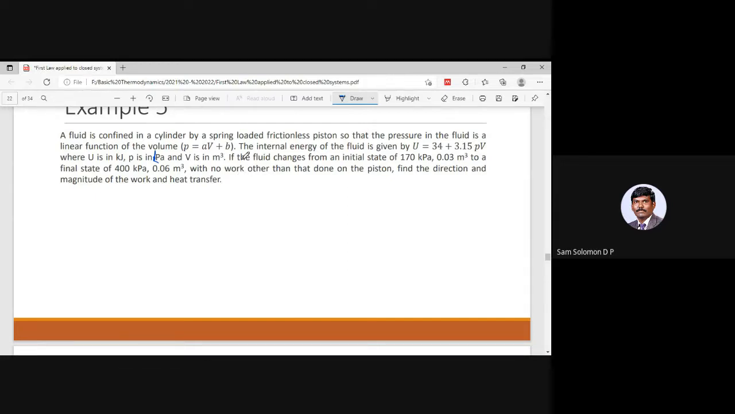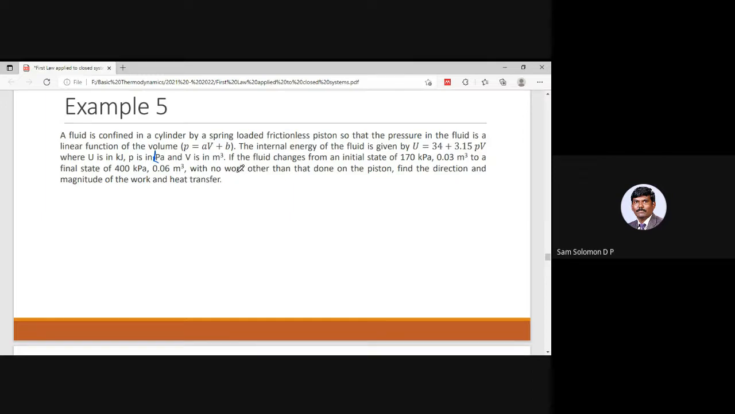So they have given you the relationship between pressure and volume. That is one relationship. The other one is the relationship for your internal energy in terms of pressure and volume. And they are asking you to find the direction and magnitude of work transfer and heat transfer.